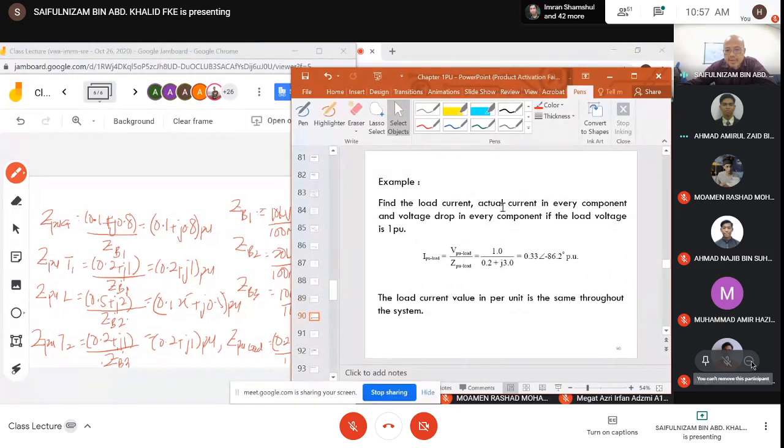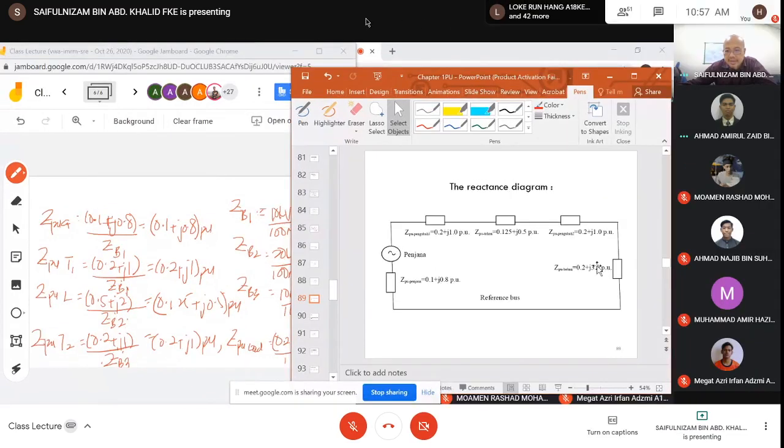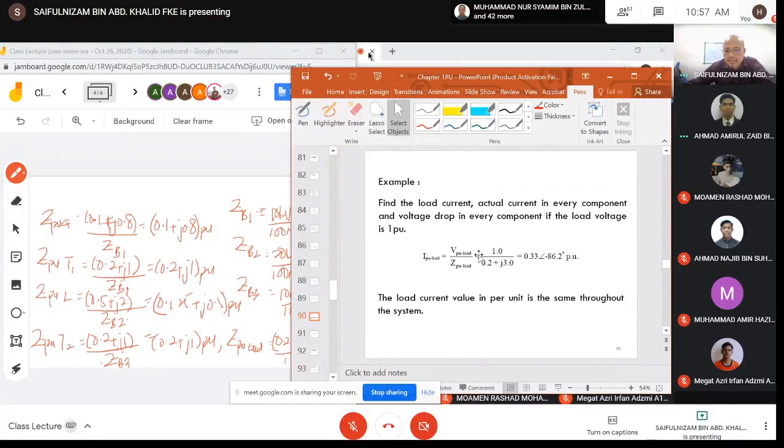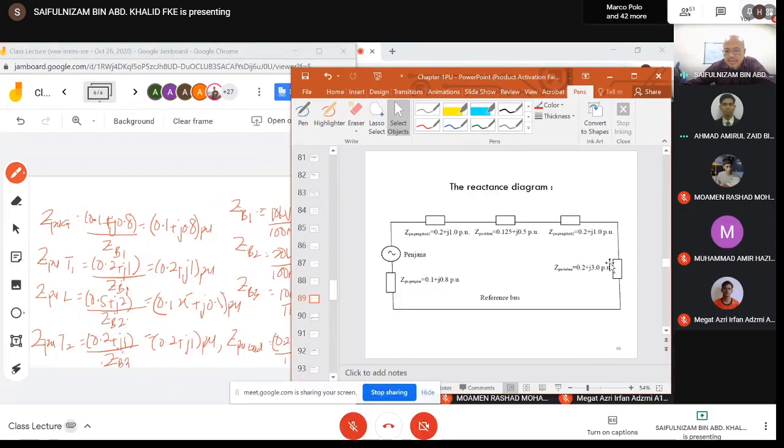Find the load current, actual current in every component, and voltage drop if the load voltage is 1 pu. You see, in this case, the voltage at load is given, meaning that the load is taken as a reference. So the load voltage is 1 pu, then we can straight away find the current by dividing voltage with the total impedance.